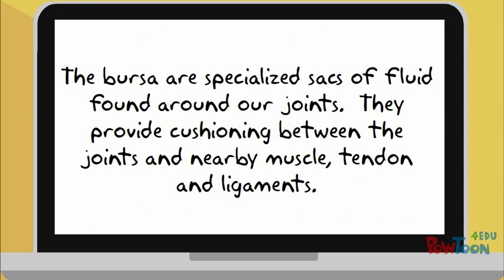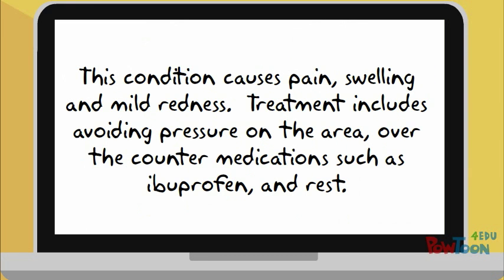The bursa are specialized sacs of fluid found around our joints. They provide cushioning between the joints and nearby muscle, tendon, and ligaments. This condition causes pain, swelling, and mild redness. Treatment includes avoiding pressure on the area, over-the-counter medications such as ibuprofen, and rest.